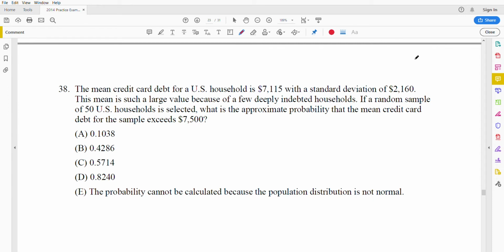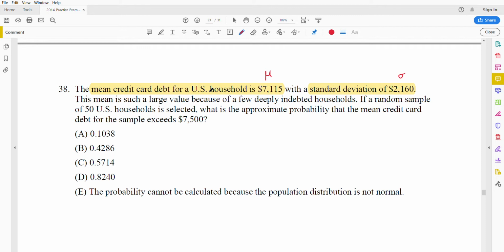All right, welcome back. I'm looking at question 38 now. It says the mean credit card debt for a US household is $7,115. Okay, so they're talking there about the population, and so we're going to label that value as mu. It's the population mean. And it has a standard deviation of $2,160. Okay, again, it's still referring to the population, so we're going to label that sigma.